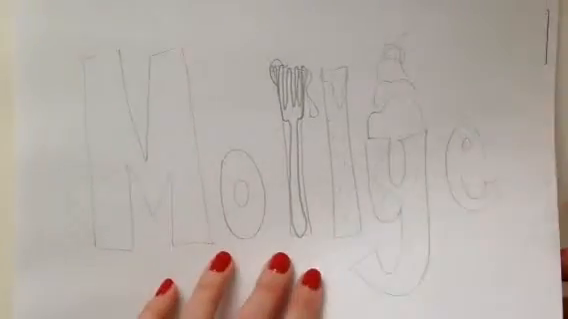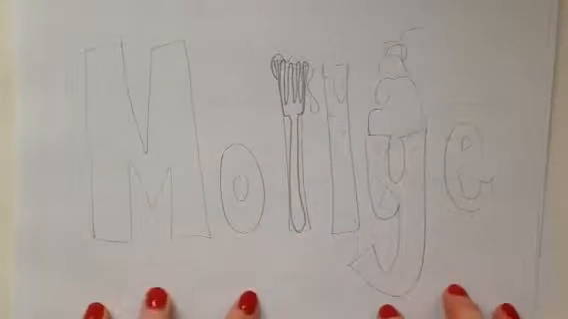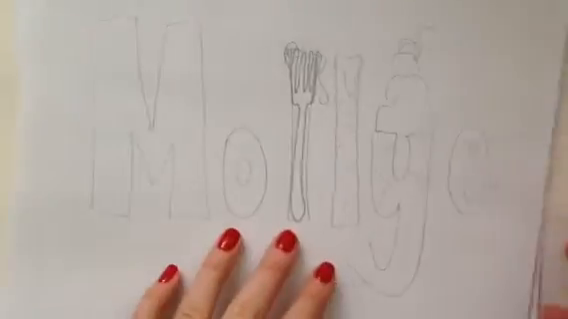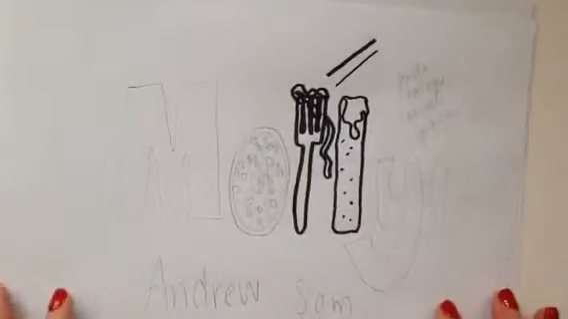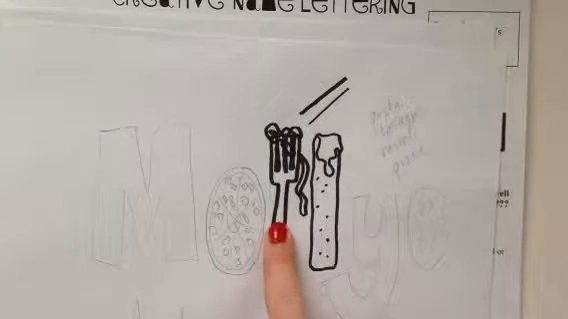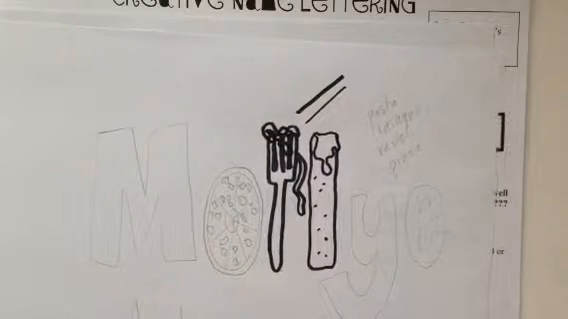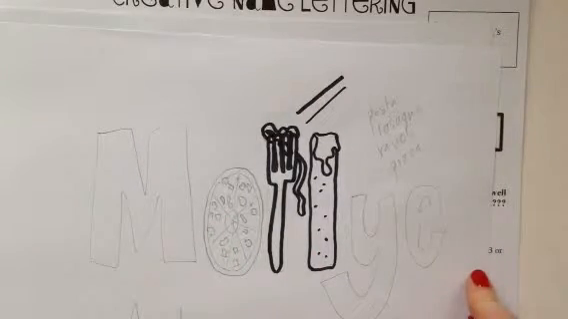So I want to fast forward a little bit and show you what I've been doing. So remember, you can do your sketch in your sketchbook, or you can put it in this brainstorming bubble. I want to fast forward and show you this one that I was working on. It already had my fork and my breadstick and my pizza slice. And so you would keep planning out all of your letters based on your ideas, okay?